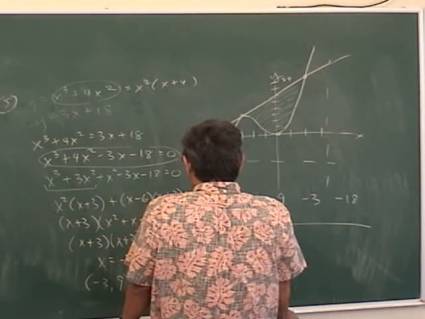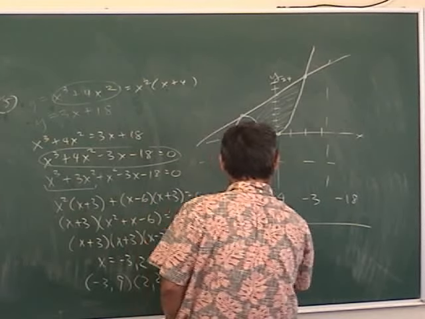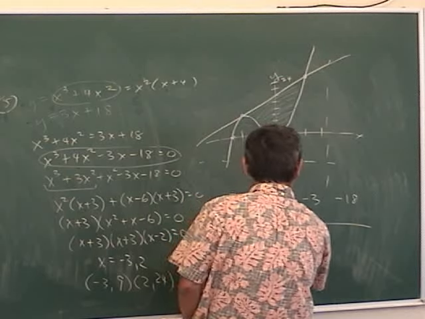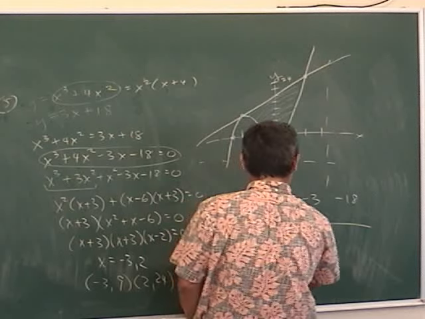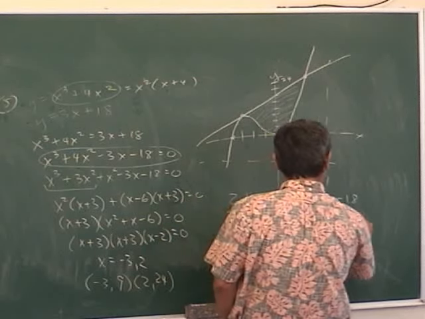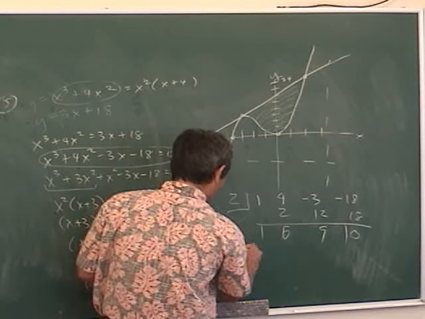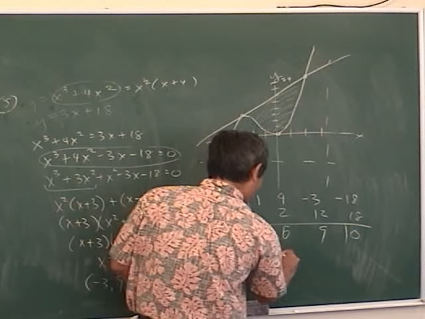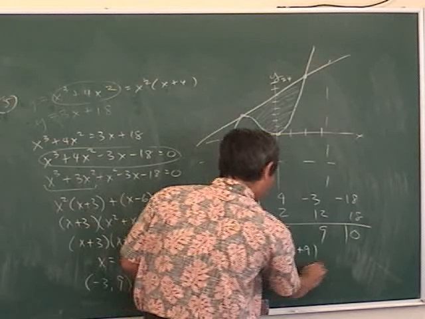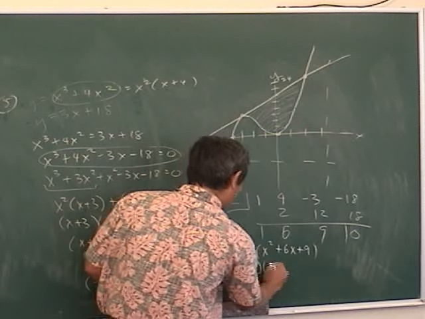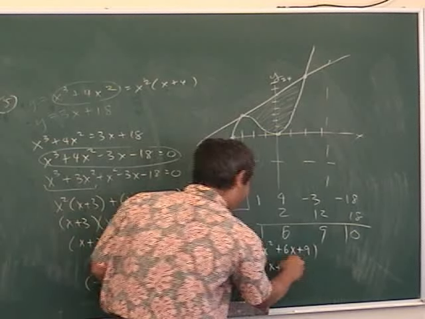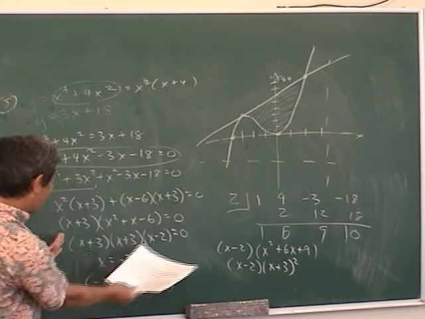Okay, so let's say, what's going to work? So 2, 1, 2, 8, no, that's 6, dummy. 6, 12, 9, 18, 0. So what does this stand for? x minus 2 times x squared plus 6x plus 9. But then, isn't that just (x plus 3) squared? Isn't that the same thing as this?